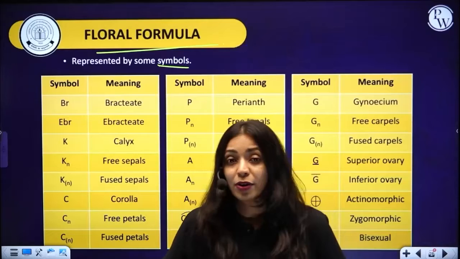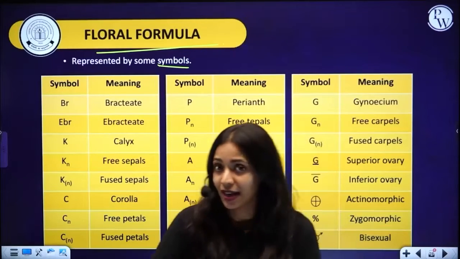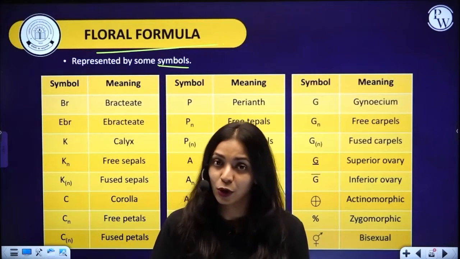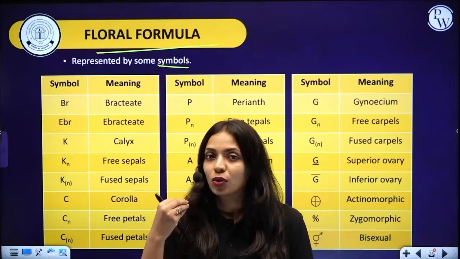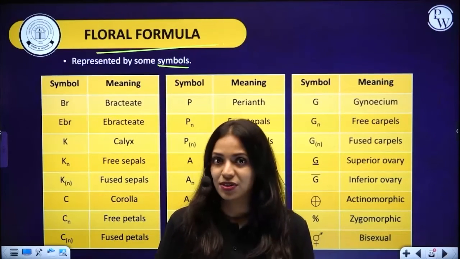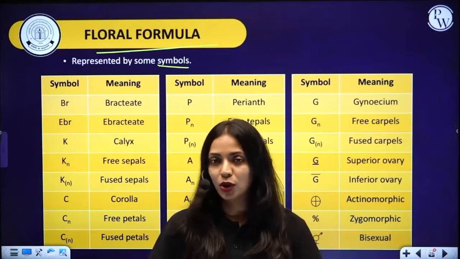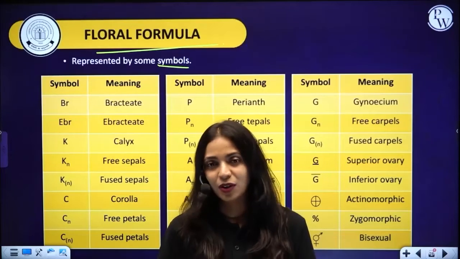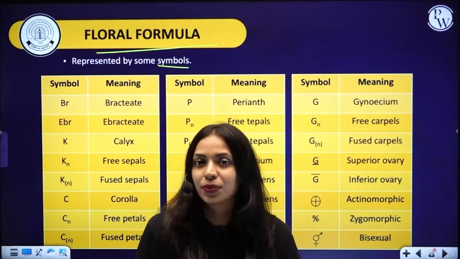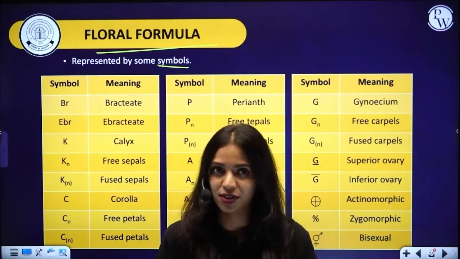You already know about so many characters in flowers, right? Some flowers contain bracts, some of them don't contain bracts, some of them are actinomorphic, some of them are zygomorphic. So to represent all of these conditions, we make use of letters and symbols, okay? So when you put all of this in a formula, you get the floral formula of that particular plant or that particular family. So let's begin to understand what are the different symbols and letters used to represent the different floral conditions or structures. All right.